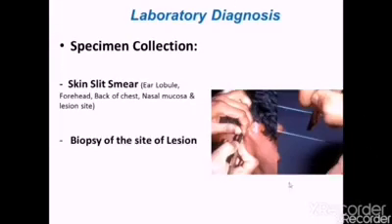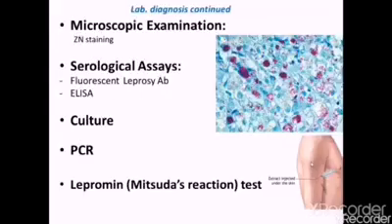Once the smear is ready on a slide, the next step is to perform Zn staining. In stained skin smears, the bacilli are seen lying singly or in clumps, or you can say compact masses, which are known as globi. And this would be seen in case of the lepromatous form of leprosy.